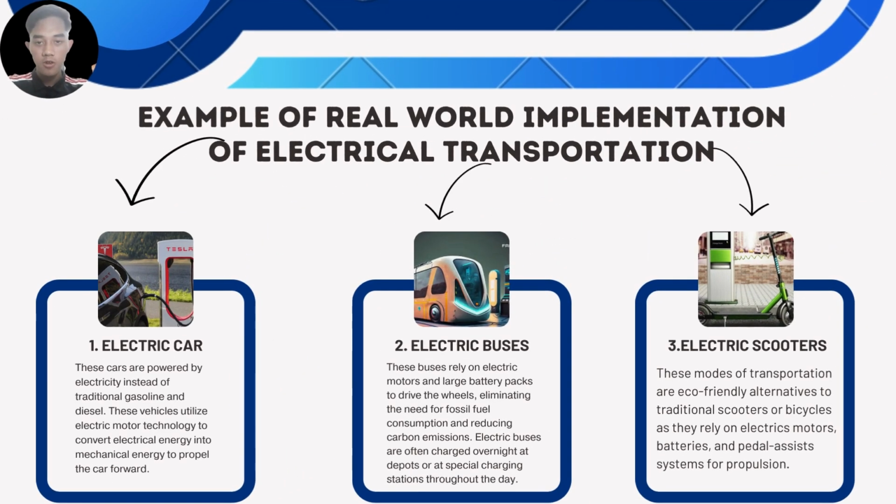Next, I'm going to talk about examples of real-world implementation of electrical transportation. The first one is the electric car. When we talk about electric cars, the first thing we think of is Tesla, right? Basically, these cars are powered by electricity instead of traditional gasoline and diesel. These vehicles utilize electric motor technology to convert electrical energy into mechanical energy to propel the car forward.